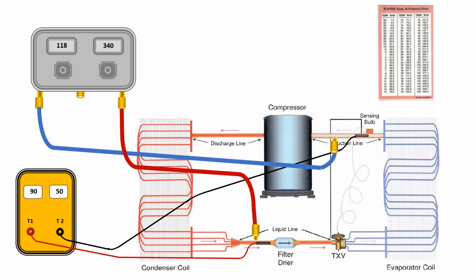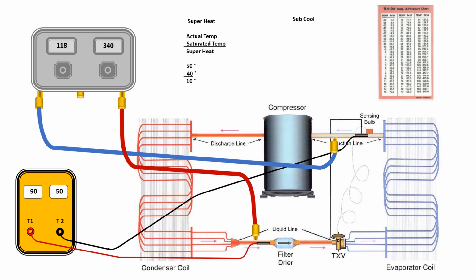The formula for superheat is actual temperature minus the saturated temperature. To obtain the saturated temperature, we use the pressure temperature chart for the refrigerant in the system. Filling in the numbers and doing the math, we have 10 degrees of superheat.